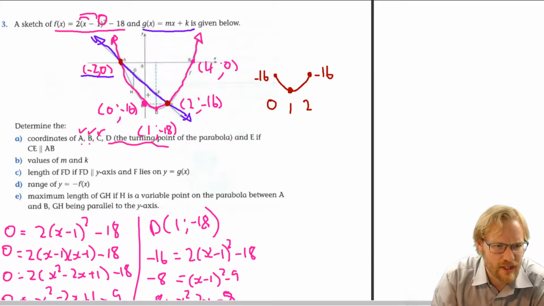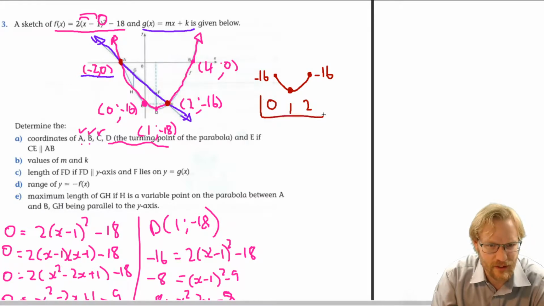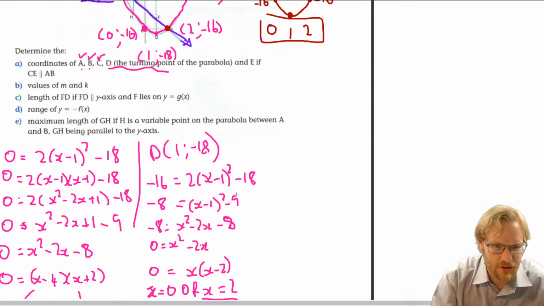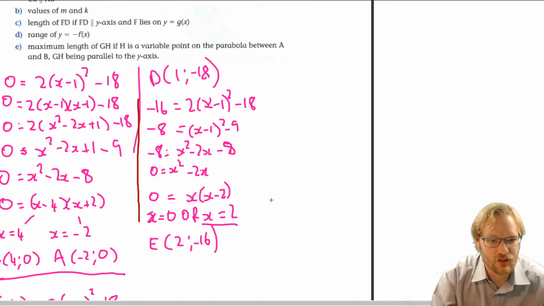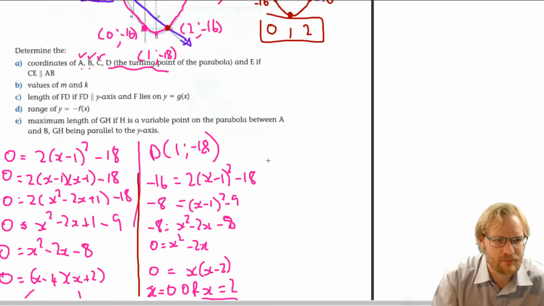So just from getting point C, if that was at 0, which it is, this one's at 1, this one must be at 2. And we could have gone straight there rather than all of that algebra. Algebra is not wrong, it's just a more long-winded way of getting there. Okay, so we got these things, that's it.